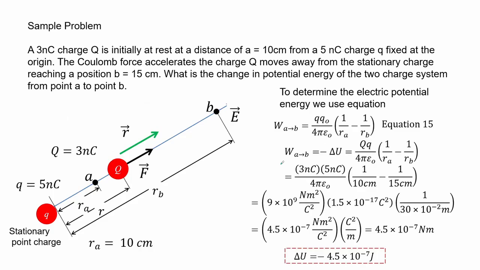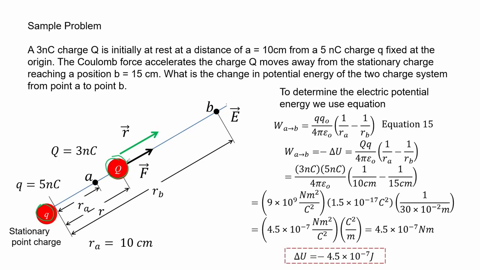Sample problem. A 3 nanocoulomb charge Q is initially at rest at a distance of A equals 10 cm from a 5 nanocoulomb charge Q fixed at the origin. The Coulomb force accelerates the charge Q, which moves away from the stationary charge, reaching a position B equals 15 cm. What is the change in potential energy of the two-charge system from point A to point B?